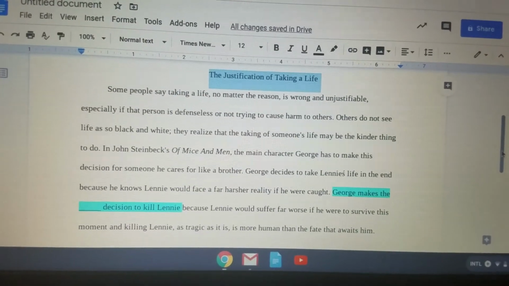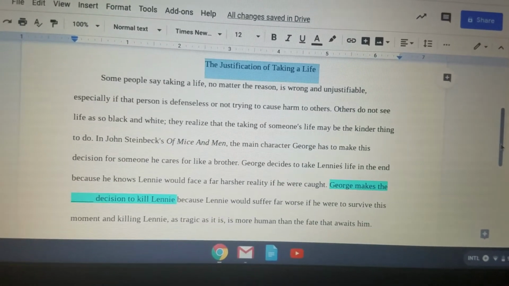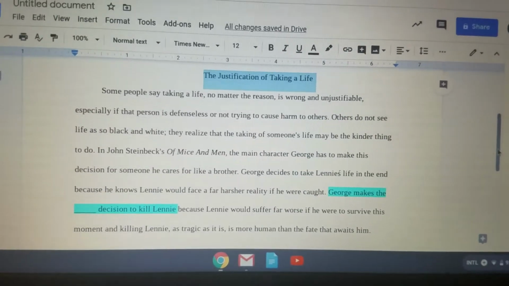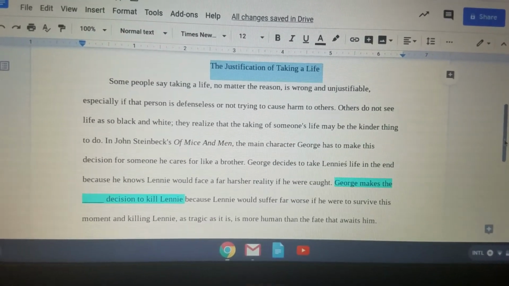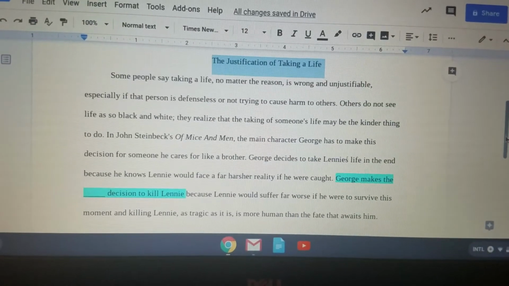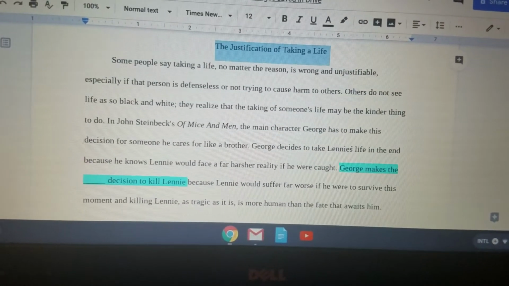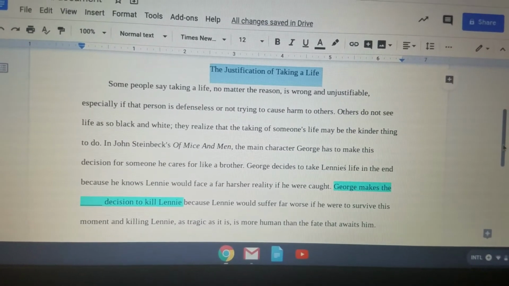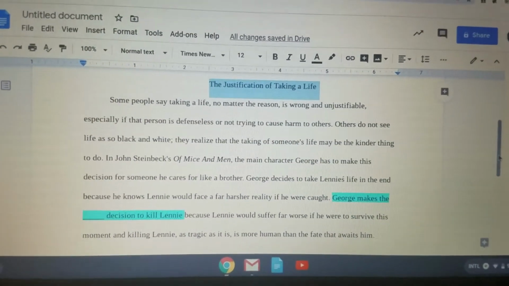I left that blank because what does it sound like? Does it sound like I'm saying George's actions are justified or are not justified? Take a moment and make sure that that's clear to you. So this is just an example. In this example, I am going with a speculation that George's actions are justified. So in that blank, I would put that they are justified.